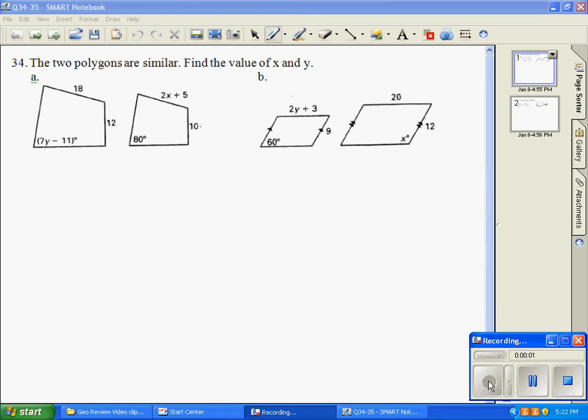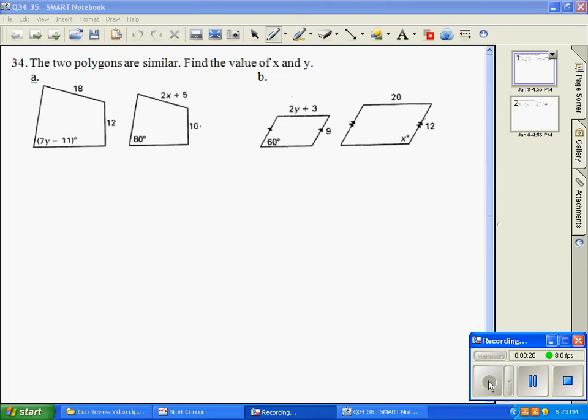The two polygons are similar. Find the value of x and y. Okay, in part A, so let's start with the x. We need to set up a proportion, and remember there are different ways of setting it up. The way I'm going to do it is just one of several ways.